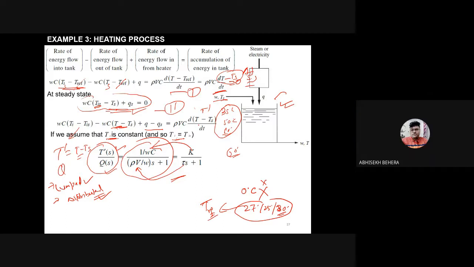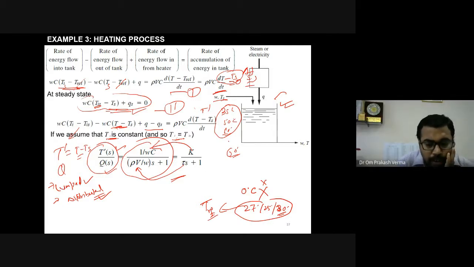But in distributed parameters, it depends on time and the coordinate system. So here, is there any problem? We have taken the temperature at this point, this point and this point to be the same, and therefore it is lumped. It is only changing with time, not with the coordinate. It is time dependent only, so it is the lumped parameter model.